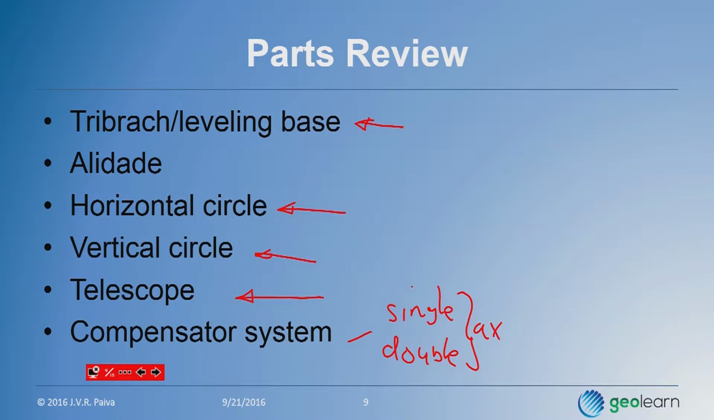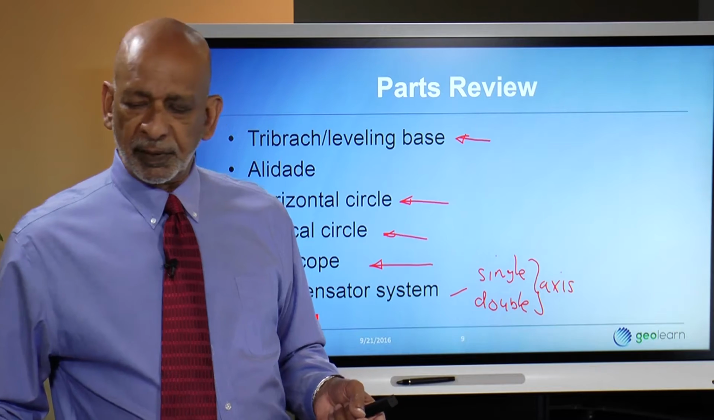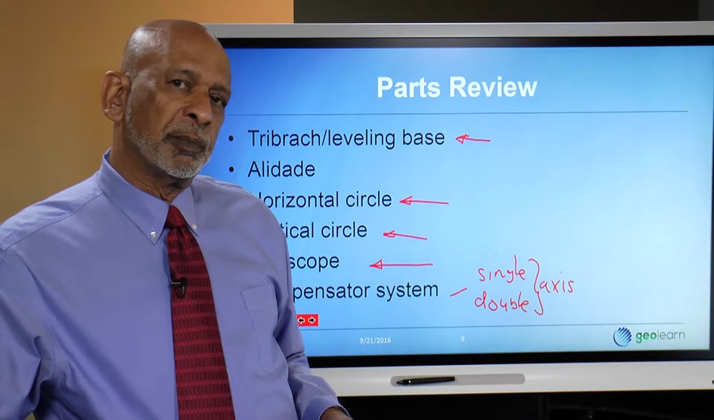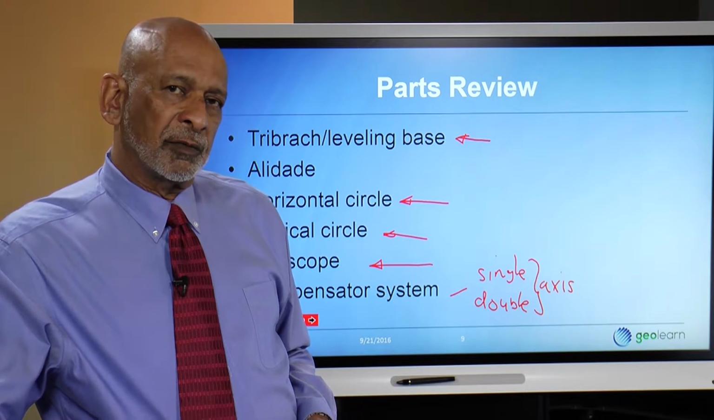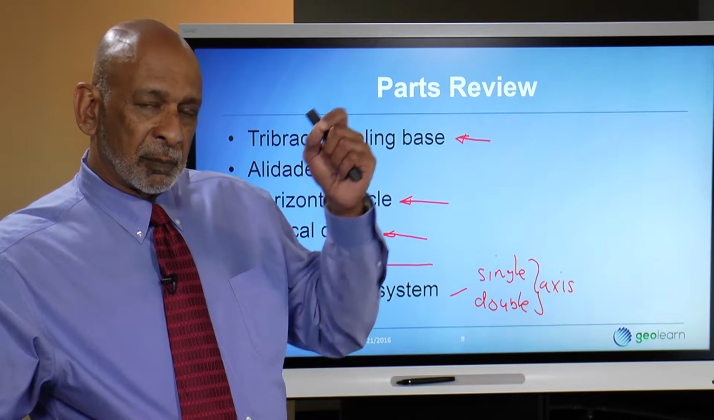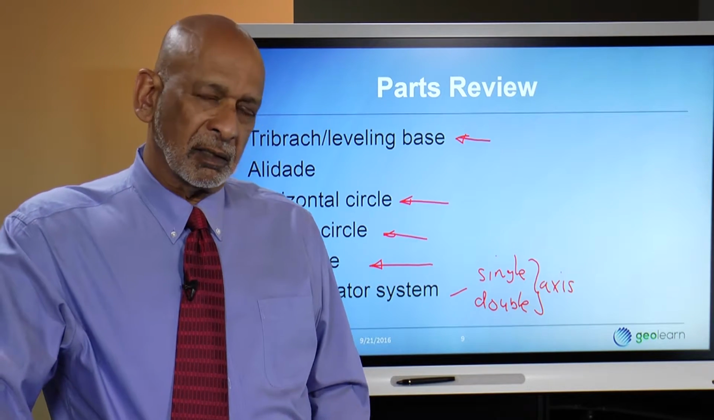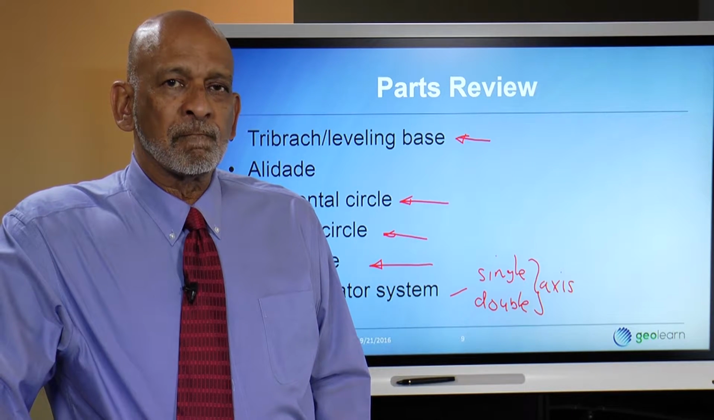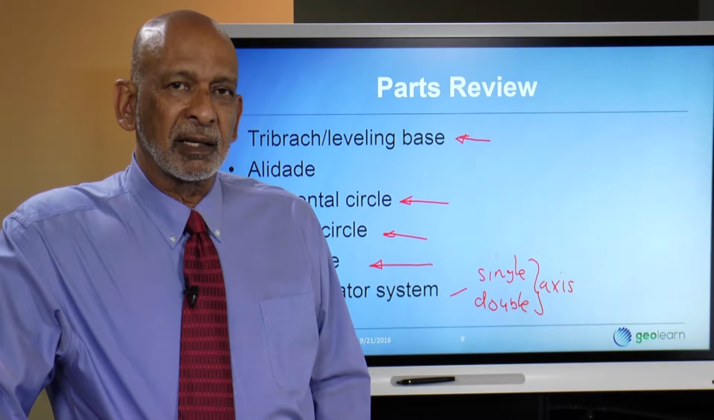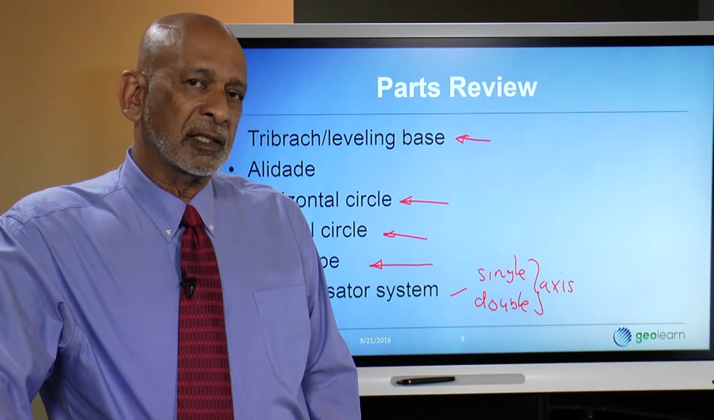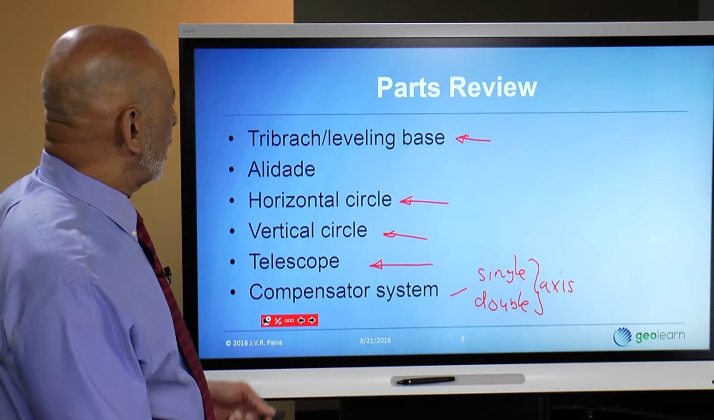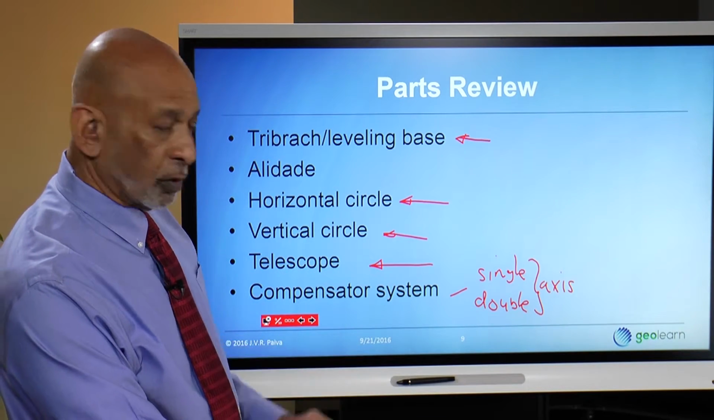And what is that? Well, a single axis system is essentially a vertical circle compensator system. But if you have a double axis system, it's also improving the accuracy of your horizontal angles. It's improving on the human factor in centering a level vial. So you center your level vial as best you can, but this dual axis compensator system, the double axis compensator system, can even improve the accuracy of your horizontal angles.